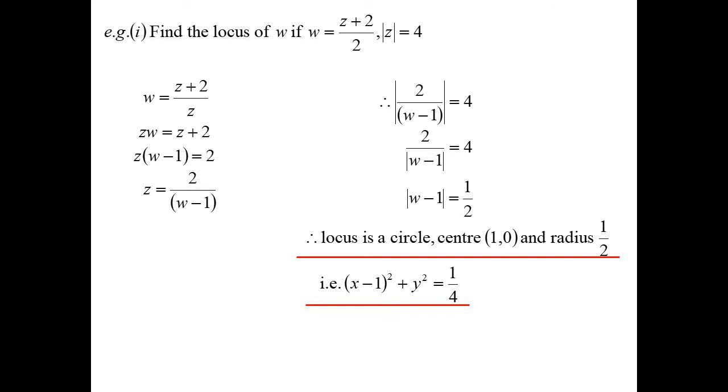However, has this one got some exclusions? What would cause problems here? If z was equal to 0, is 0, 0 on that circle? No, so we haven't got an issue. Okay, so all those points are good.